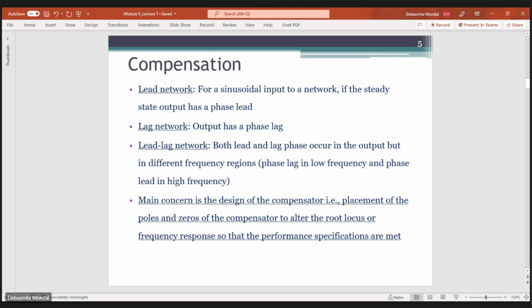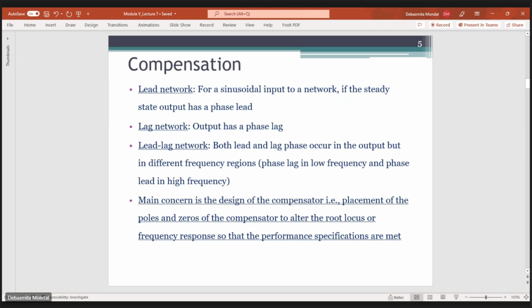Then the second case might be that the given plant is already stable, but it is not giving the desired performance. In that case, we have to use a compensator not to make the system more stable, but the main purpose would be to achieve the desired performance or the performance specifications provided for the system. Generally, if you talk about type 0 or type 1 systems, like lower order systems, they are generally open loop stable systems.